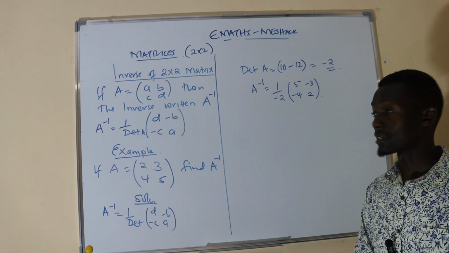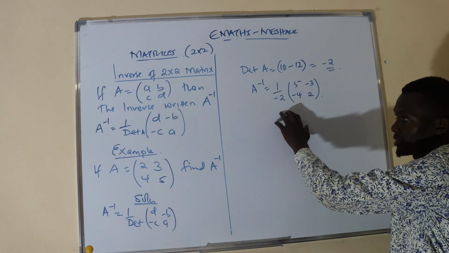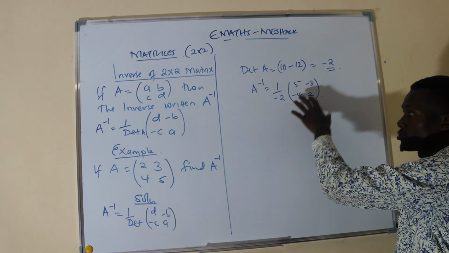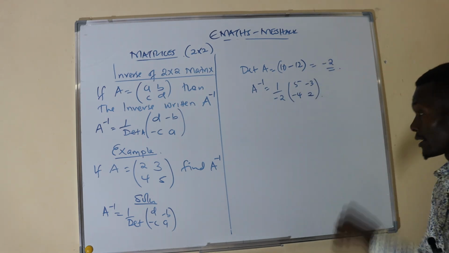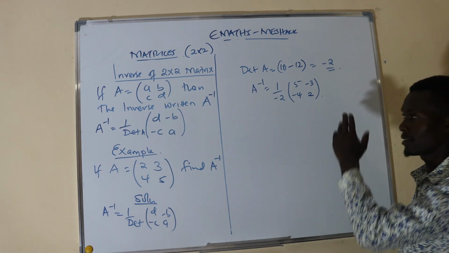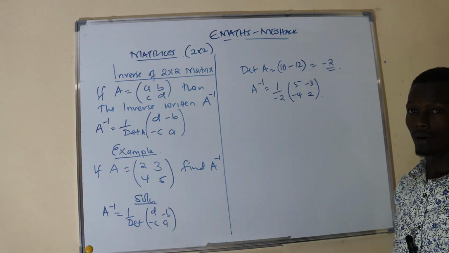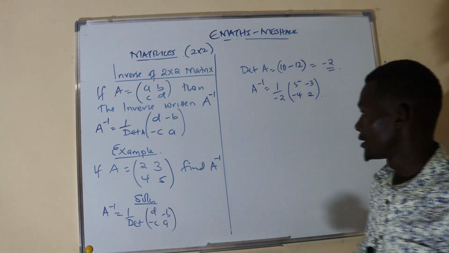As simple as that. So the inverse of the matrix is given by this: 1 over the determinant, which is 1 over -2. The elements in the main diagonal have been interchanged. Then the other elements have been negated because basically they were positive.